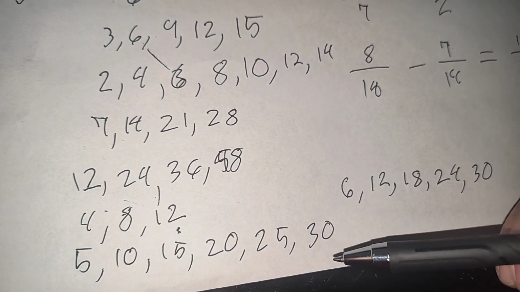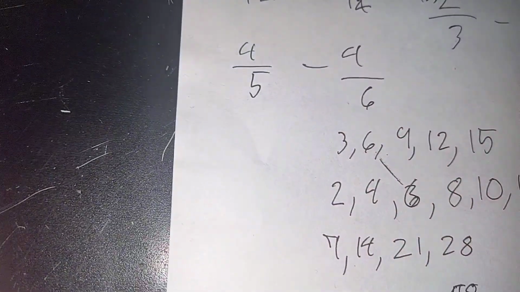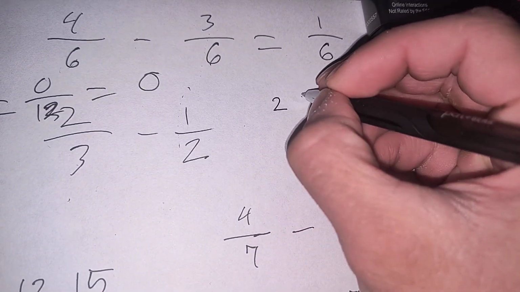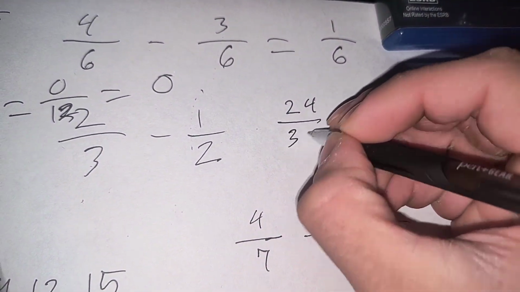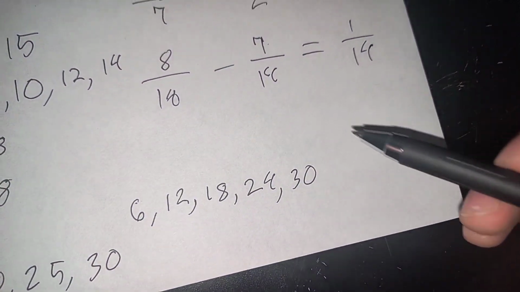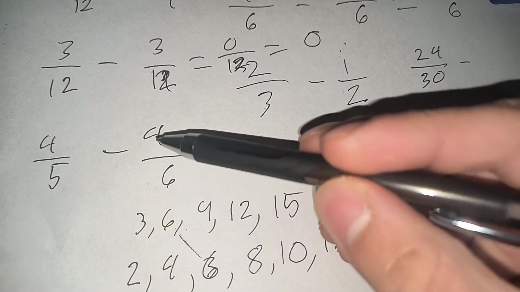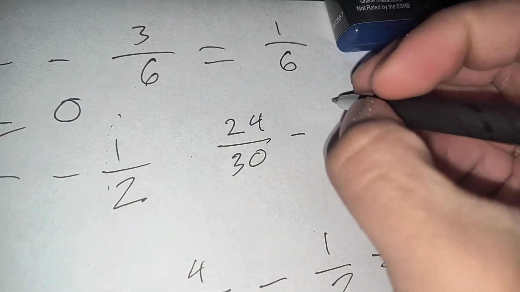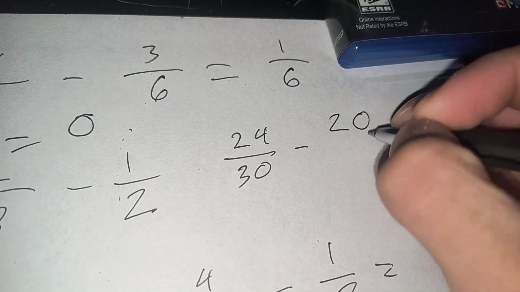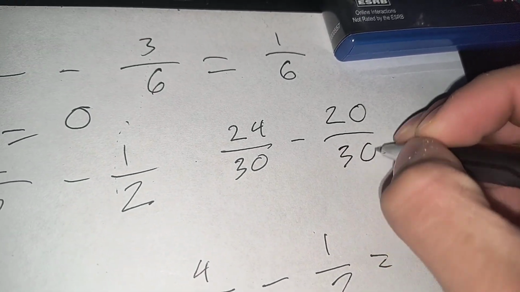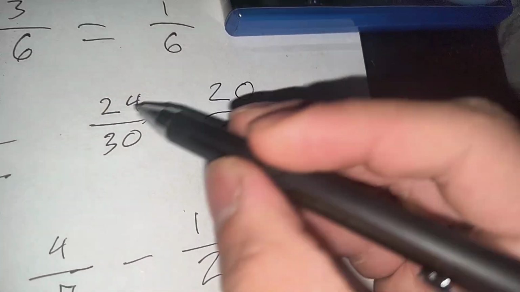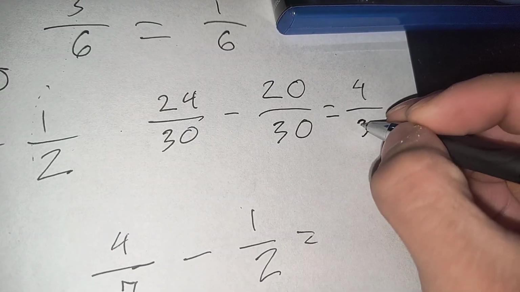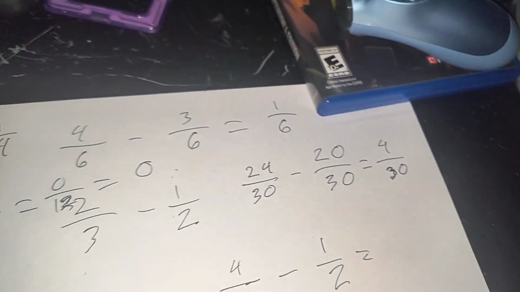So 5 times 6 is 30. So 4 times 6 would be 24 over 30, minus 6 times 5 is 30. So 4 times 5 would be 20, and this would be 30. And then we just do the regular subtraction. 24 minus 20 is 4, and this is over 30. And that's a fraction, and we're done.